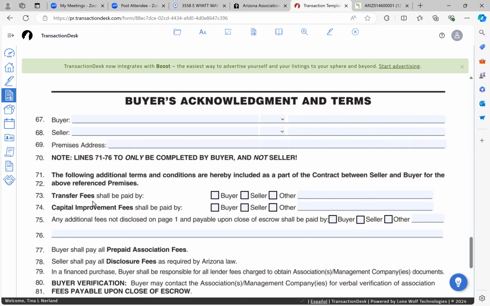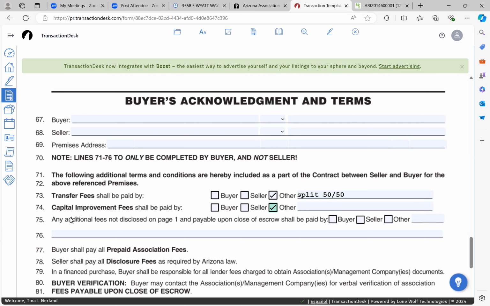premises. Transfer fee shall be paid by who? Buyer, seller, other. If you check other, you need to specify. Typically it's 50-50 split. Don't just check other and not put anything, because that doesn't mean anything. We don't know what you mean.